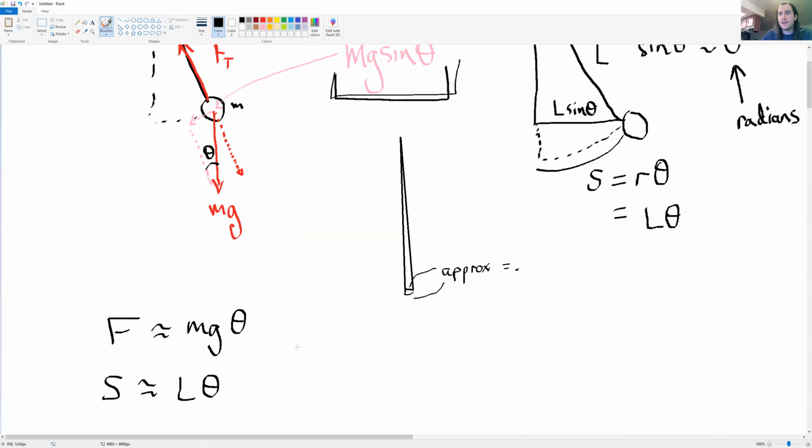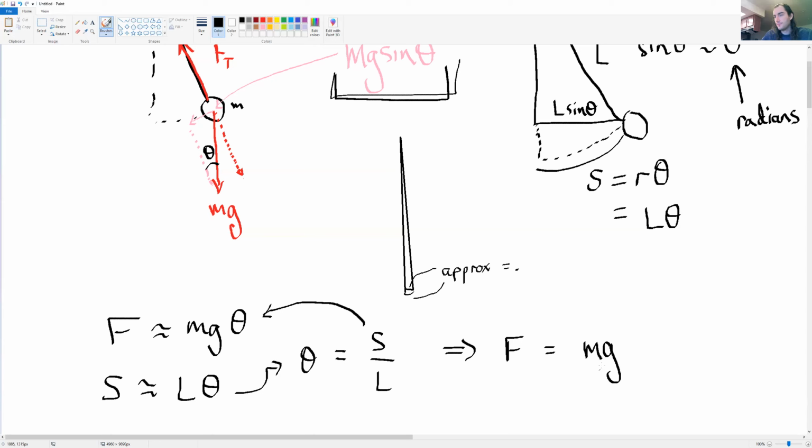Well, theta here we can write as S over L, right? From this equation here. Well, then I can plug that in to this equation here, which leads me to the following equation. F equals mg S over L.